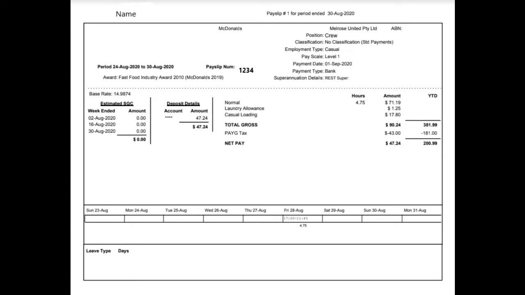So we're going to start with, in this example of this McDonald's payslip, the top bit which describes his position, classification, employment, pay scale and award. So all these details are providing you with the information for how much you're getting paid and against what award you're getting paid.